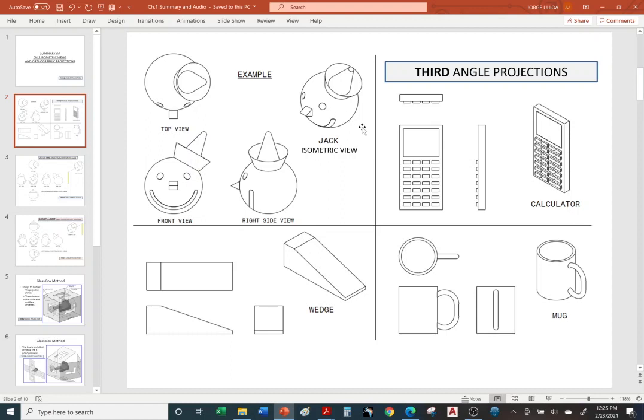Okay, so now you're going to walk around Jack to the right side, and you're going to look directly. If you had an ear, you'd be looking straight into his ear, and you would get this right side view. Even though we're looking at the left side of Jack's face, this is considered the right side view.